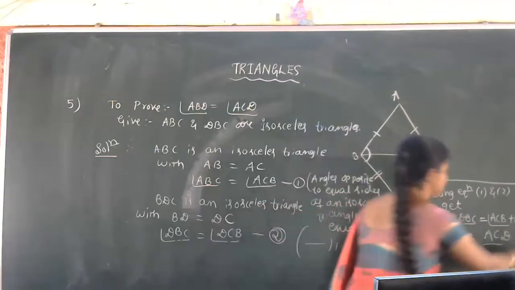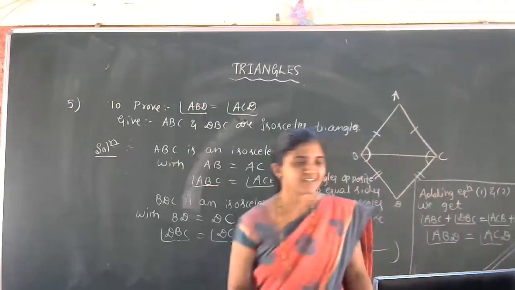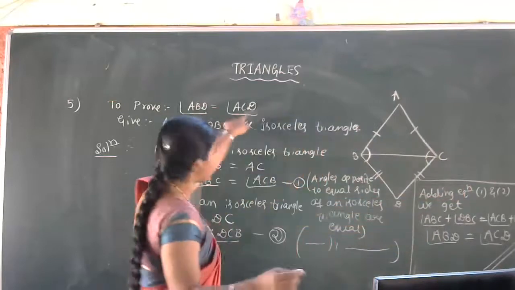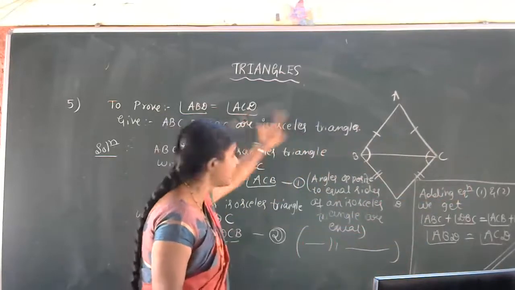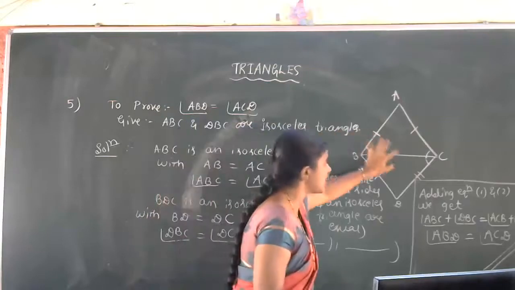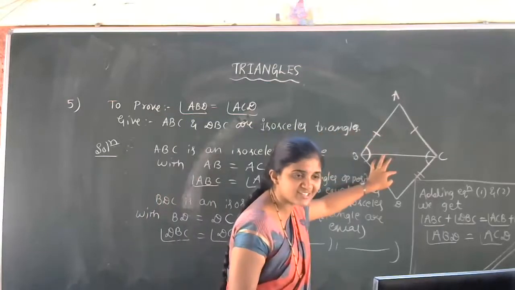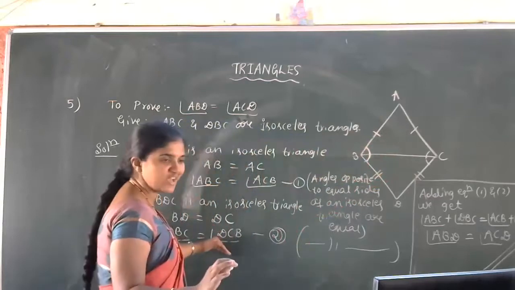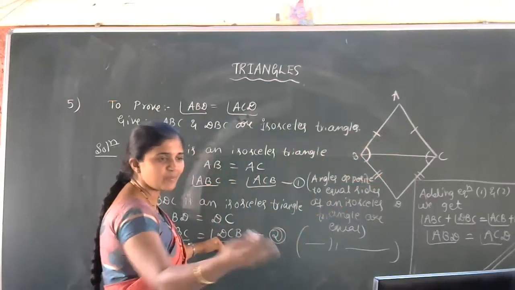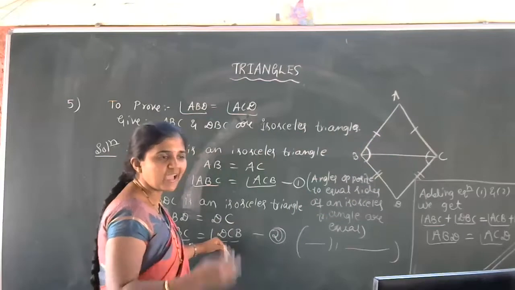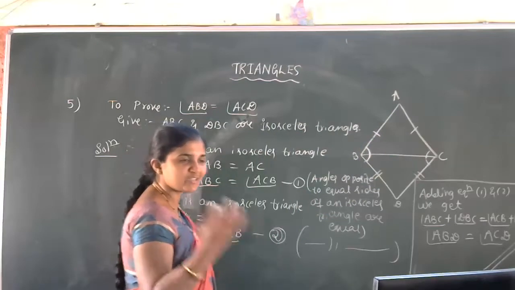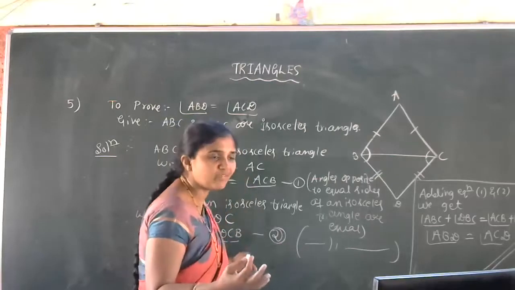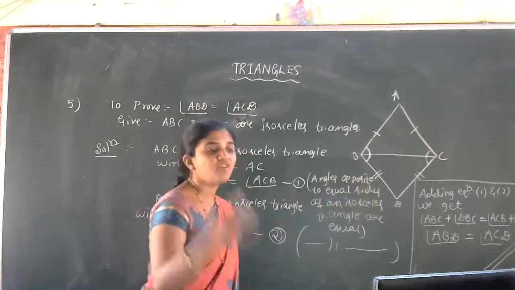What reason can you write? Angles opposite to equal sides of an isosceles triangle are equal. Okay, so ABC is an isosceles triangle with AB equal to AC. Therefore, angle ABC is equal to angle ACB.